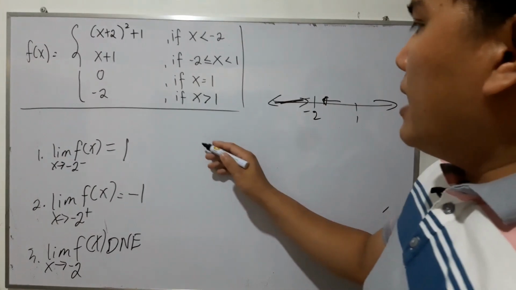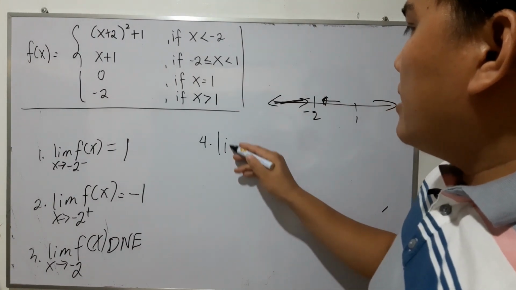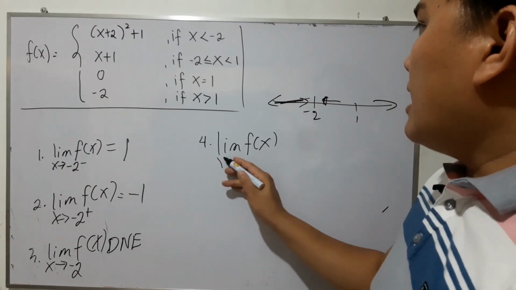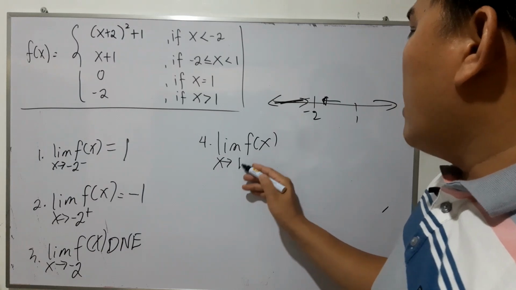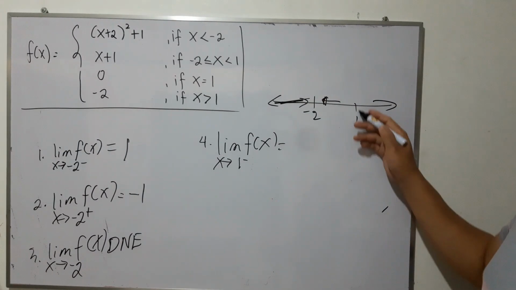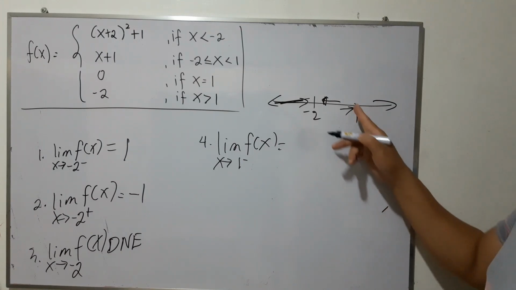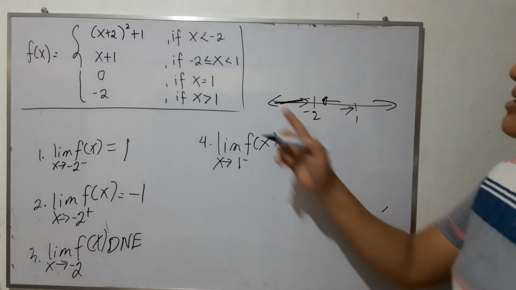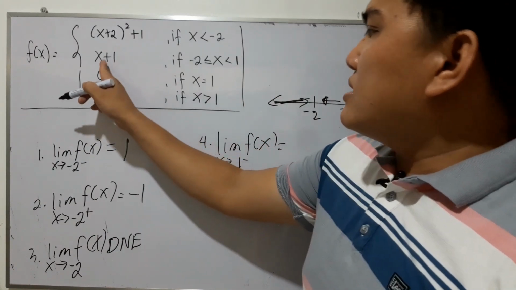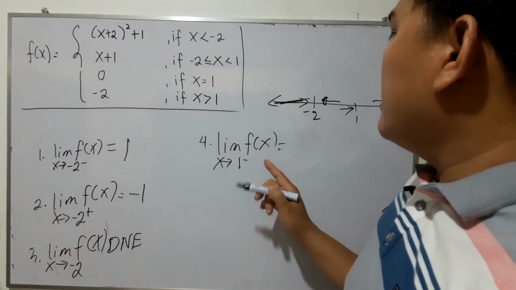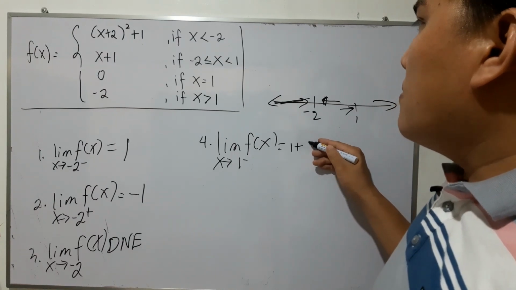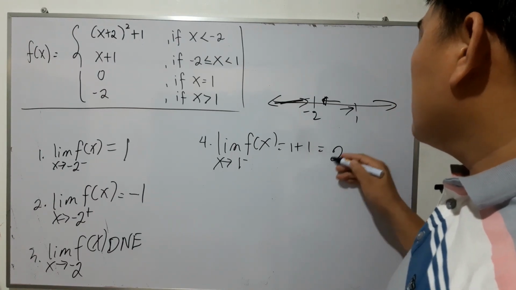Okay, how about the limit of f of x as x approaches 1 from the left? From the left of 1 are values less than 1. So values less than 1 are here. So we need to substitute the 1 here. That is going to be 1 plus 1. So that is 2.